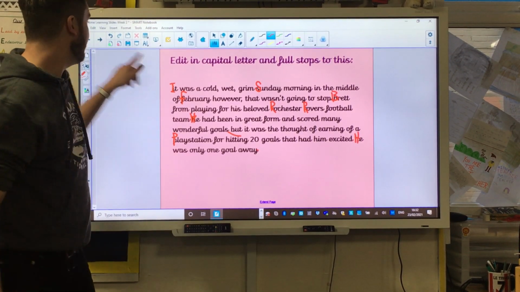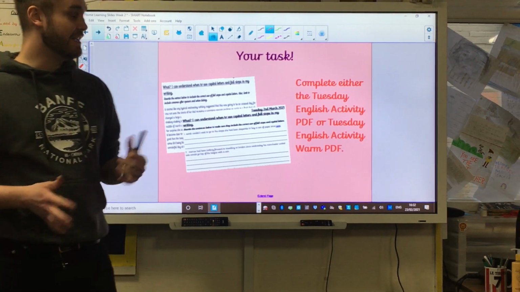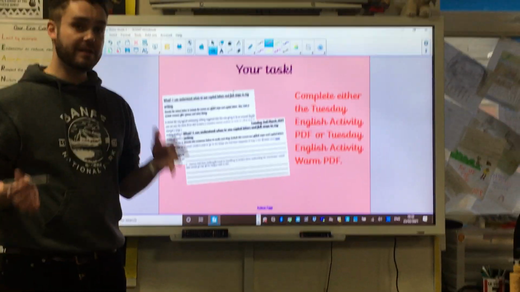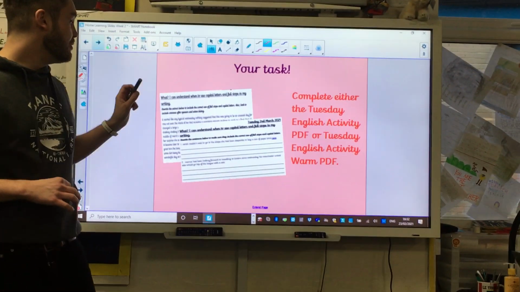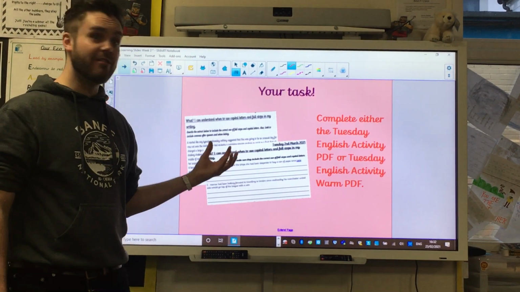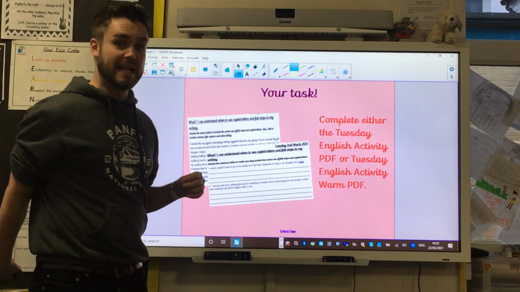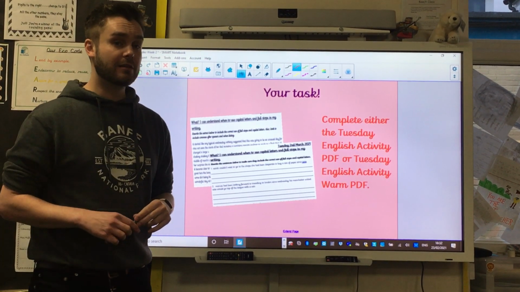Okay? Because what we're going to do today, year 4, you have your activities. It's either the Tuesday English activity or the warm PDF for this. You're going to go through and you are going to look at a text, edit and rewrite it so capital letters and full stops are being used correctly. Do not forget your commas too, because some of them do include that as well.